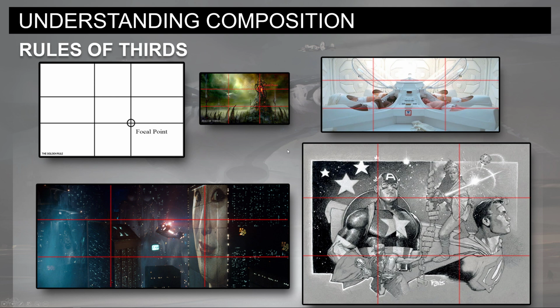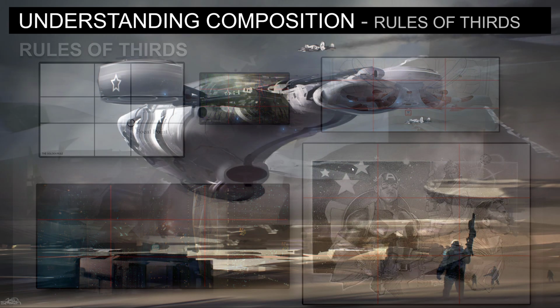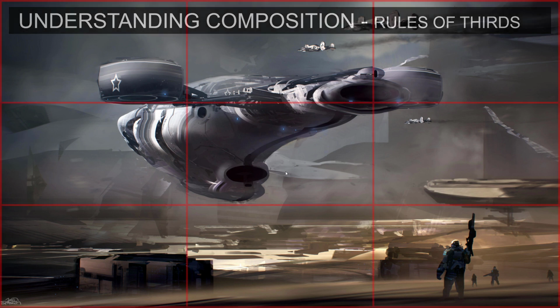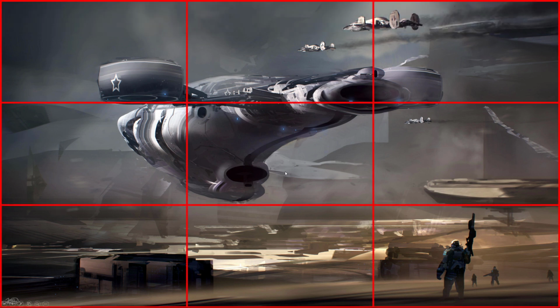And then I thought it might be interesting to take a look at other mediums as well. So we've got Travis Charest, a really good comic book illustrator. This is a still frame from the movie Aliens, and then this is a still frame from Blade Runner. But hopefully you can see how some of the subject matter falls within the areas of rule of thirds for these. Okay, so the background image that I chose from this is by an artist by the name of Sparth.